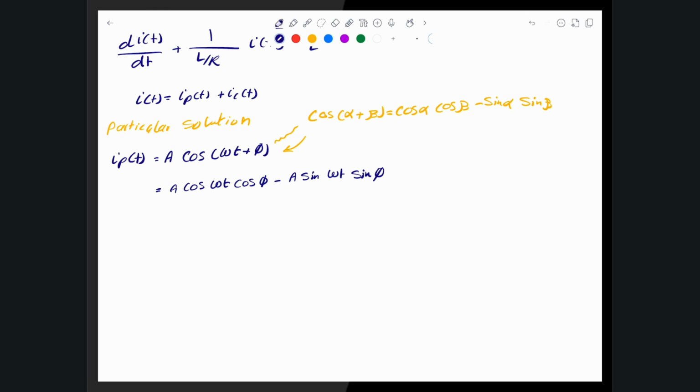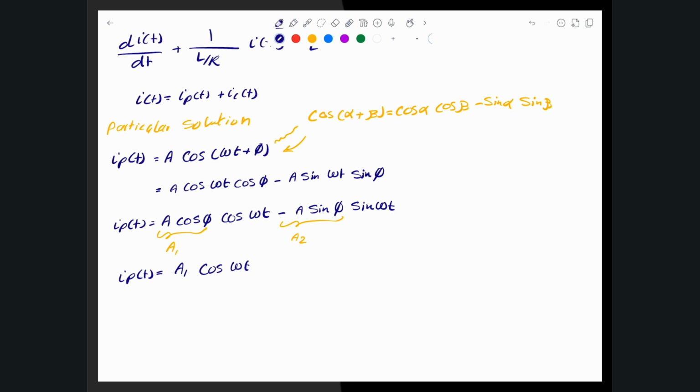All right, so I will arrange the terms a little bit. So what we will end up with is the particular solution is A cosine phi times cosine omega t minus A sine phi times sine omega t. And now what I can tell you is these are not functions of time, so I can rename them because they're constants. I can rename this A1 and this one A2. The A2 includes the negative. So if I rewrite I_P of t, the particular solution, it is A1 cosine omega t plus A2 sine omega t. Okay, so this is what we need.